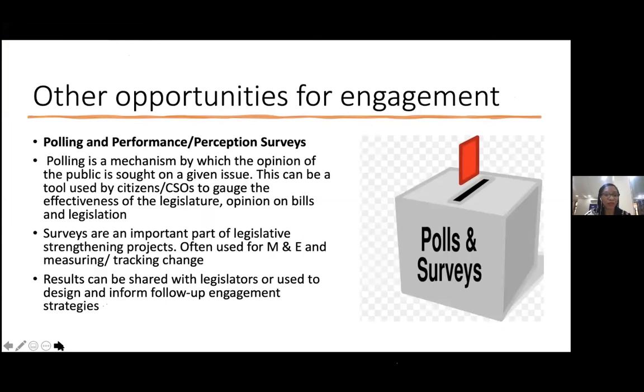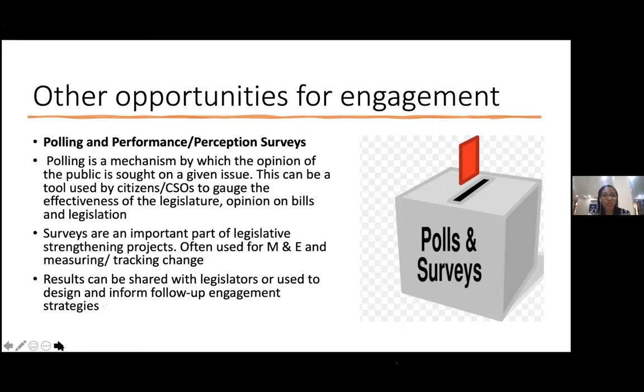Other opportunities for engagement, polling and performance or perception surveys. I had listed this in the beginning. It's a mechanism by which opinion of the public is sought on an issue. So citizens or civil society organizations can use it to measure or assess legislative effectiveness. They can use it to get opinion on bills and legislation, and that is really, really key for informing your advocacy, because there are certain times you can go to the legislature or legislators and they tell you, how are we sure that this is not your personal opinion, or how many people did you consult, and sometimes they really want to know the extent of people who have an opinion on a certain thing.